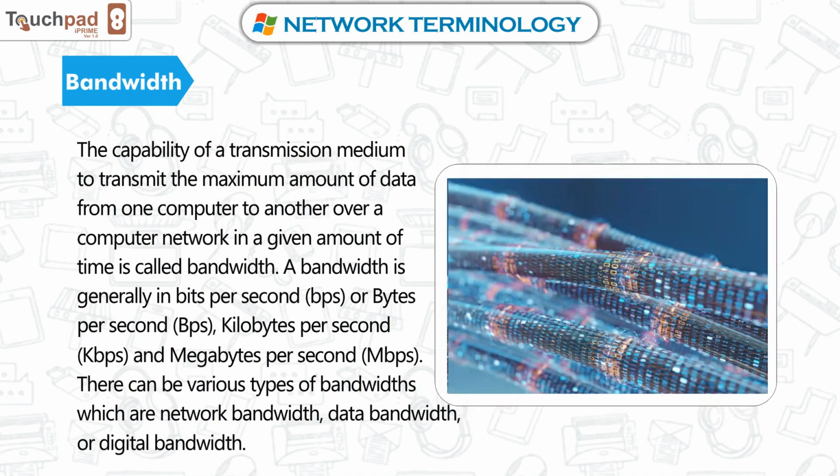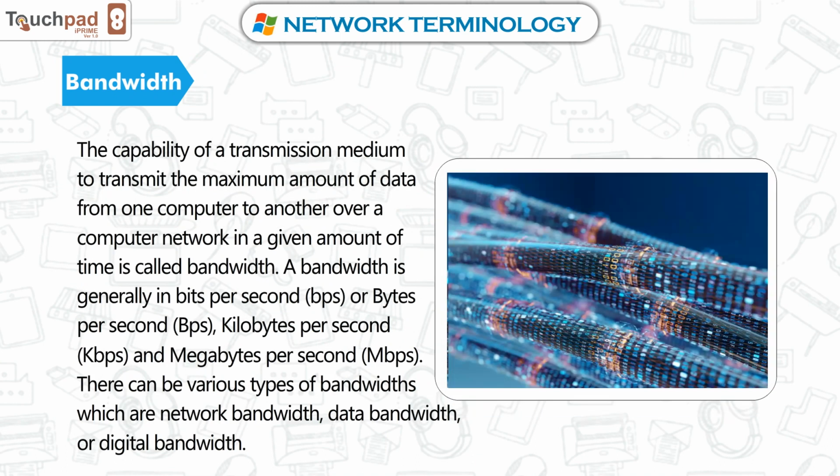Bandwidth. The capability of a transmission medium to transmit the maximum amount of data from one computer to another over a computer network in a given amount of time is called bandwidth. Bandwidth is generally measured in bits per second (bps), bytes per second, kilobytes per second (kbps), and megabytes per second (mbps). There can be various types of bandwidths, which are network bandwidth, data bandwidth, or digital bandwidth.